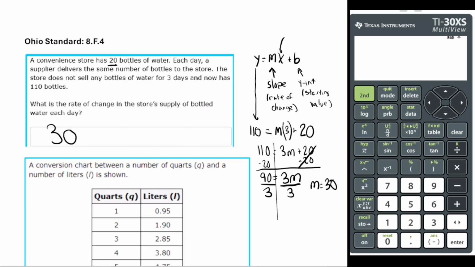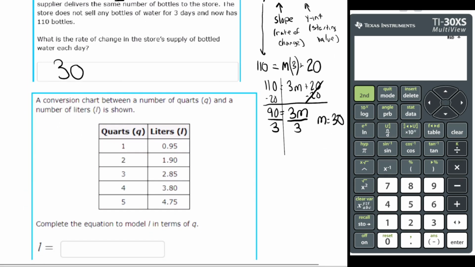And I showed you how to do that a little bit differently because I imagine that most of the other ones, we're going to solve the usual way of finding slope. So we'll do something a little bit fun. All right. A conversion chart between a number of quarts and a number of liters is shown. Compare the equation to model L in terms of Q, meaning that Q will be x, L will be y.